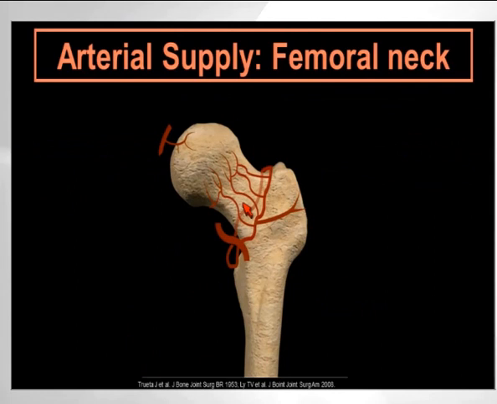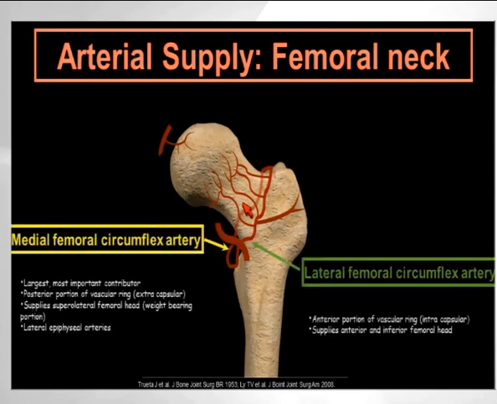Now, it's important to understand the arterial supply of the femoral neck, because this is the main reason we want to treat them urgently. So obviously, the major supply is coming from the medial circumflex femoral artery, because it makes a posterior arcade at the base of the femoral neck. And remember, this posterior arcade is not intracapsular, it is extracapsular.